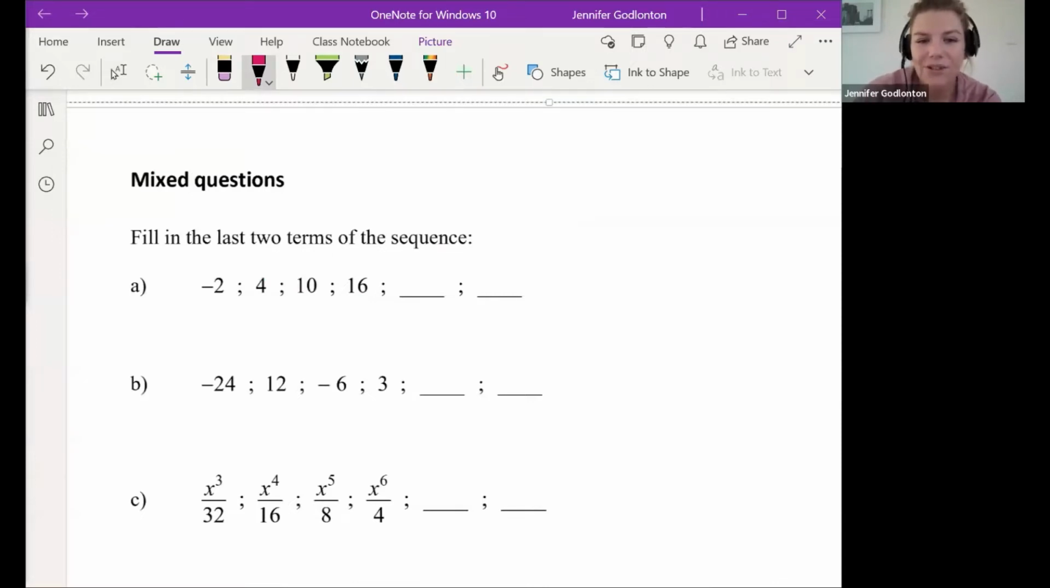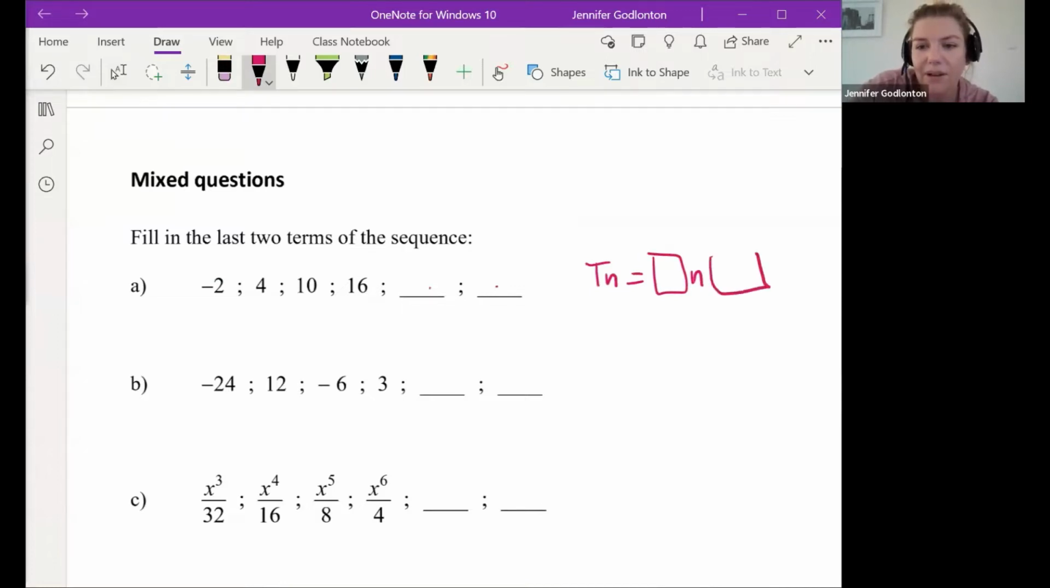The first thing I want you to do for A is fill in these two blocks, and then give me the formula for A. So Tn is equal to something n something. I'm going to have a block here, then something going over there. So I first want you to fill in what these two terms would be, and then give me the formula for the sequence. That's the first thing I'd like you to do.